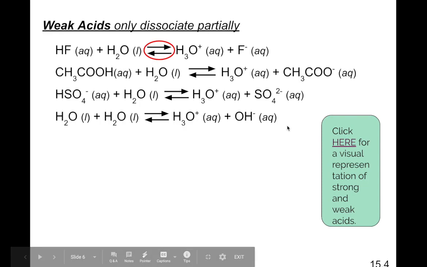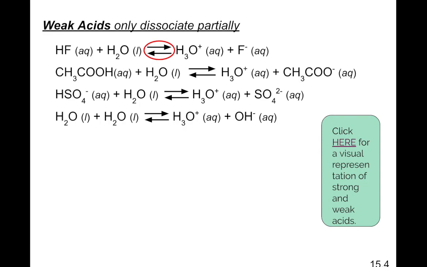And as I mentioned before, strong acids dissociate completely, and weak acids only dissociate partially. And that's what this double arrow generally is there to indicate to you. The double arrow tells us that we have only partial dissociation.